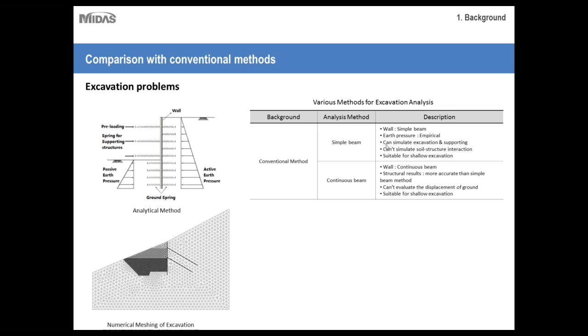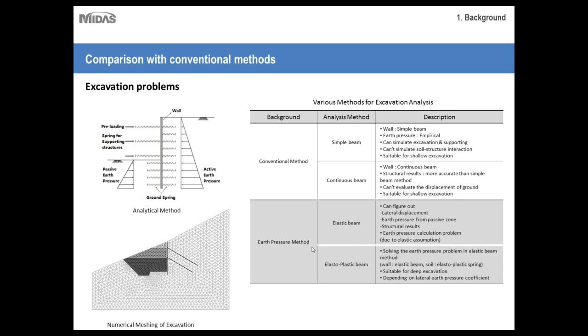Okay, so excavation type problems. First let's discuss conventional methods. The two analysis methods of interest are simple beams and continuous beams. And one of the main things to note is that these are suitable for shallow excavations. In other words, for smaller, more straightforward projects, a conventional method could suffice because there are fewer variables to take into account.